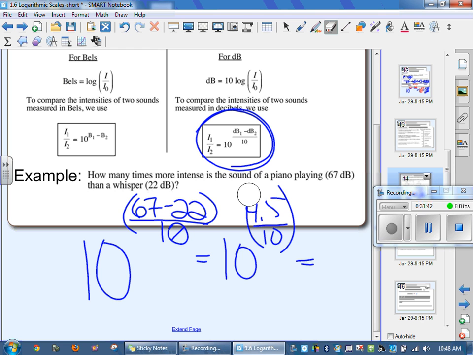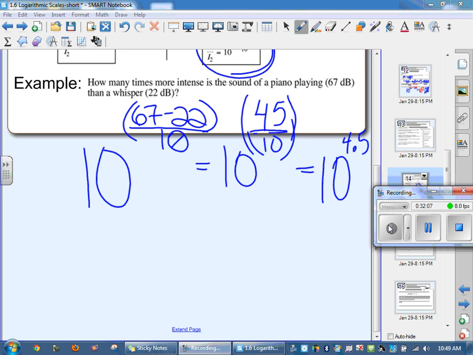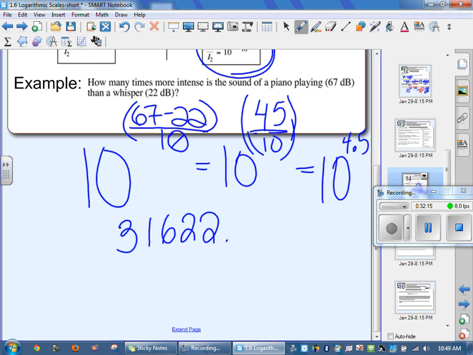Do you have to do all of those steps? No, you can go from the first to the last right away if you like. So you're just going to type in 10 exponent 4.5, and that's how many more times louder a piano is than whispering. Okay, so hopefully you got this. It's a big number. 31,622.7766. So if we round to one decimal place, you get 31,622.8 times louder.